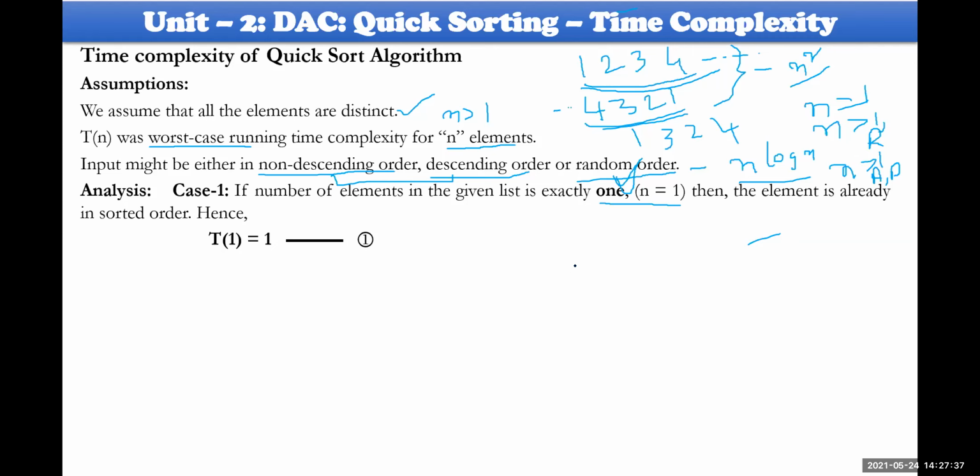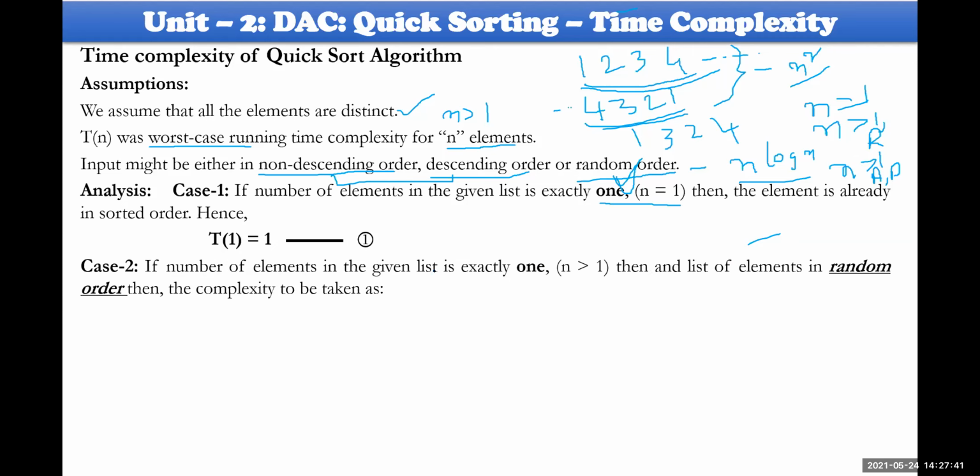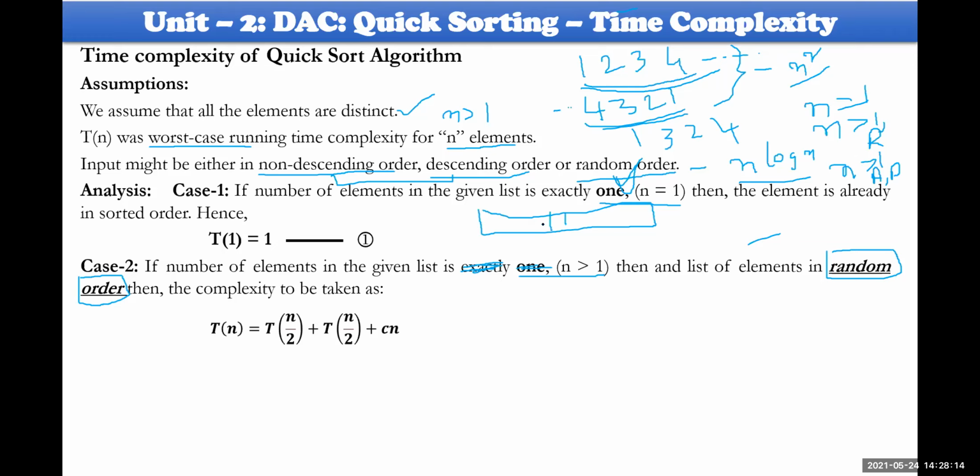Okay, again, evaluation there. And then if the number of elements in the given list will be greater than 1, and provided you take into consideration random order, not non-descending order or descending order, random order. Okay, so random order. Then, to solve the first sublist, just before we have seen, to solve this sublist, it could take T of n by 2 times, and T of n by 2 again, and several number of comparisons and two swap operations are being operated.